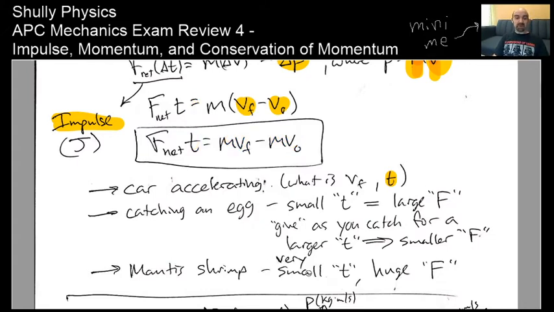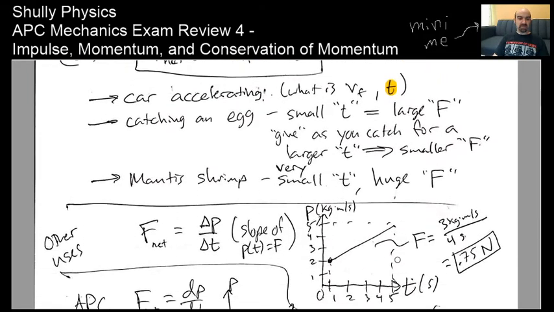There's also this little critter called a mantis shrimp. It's got little boxing fists in the front. The way it can break through solid glass or through the shells of its prey, it will hit super quick, so there's a very small impact time causing a very large force. So those are several conceptual applications of impulse.